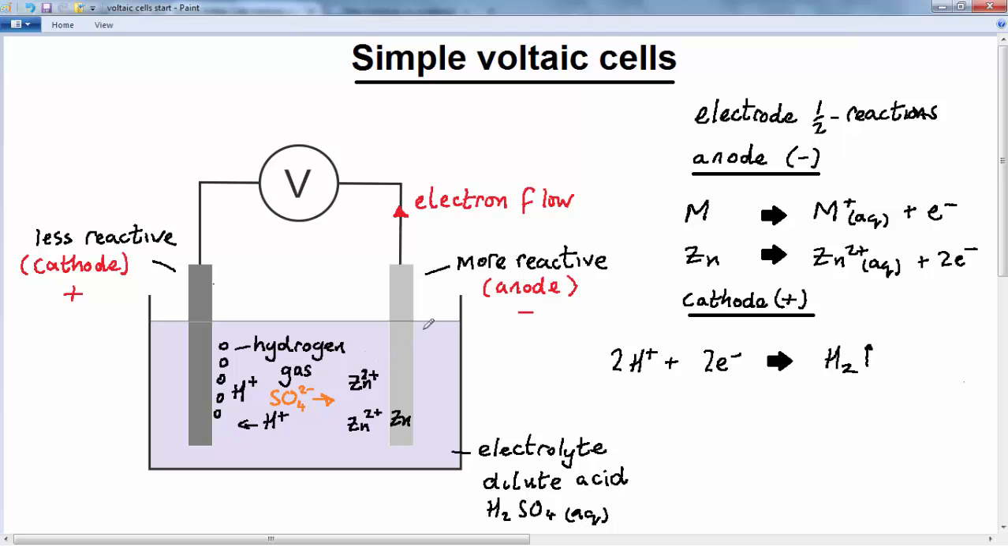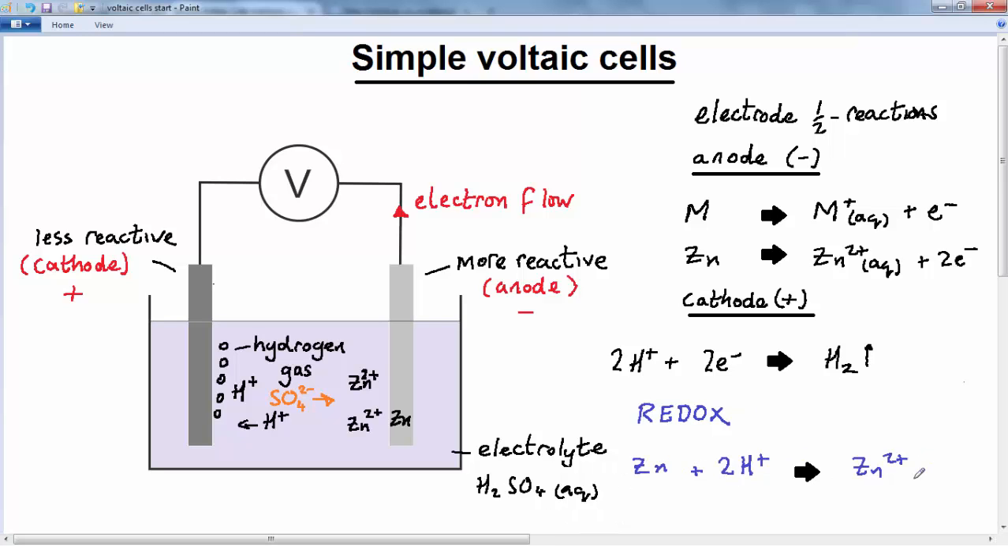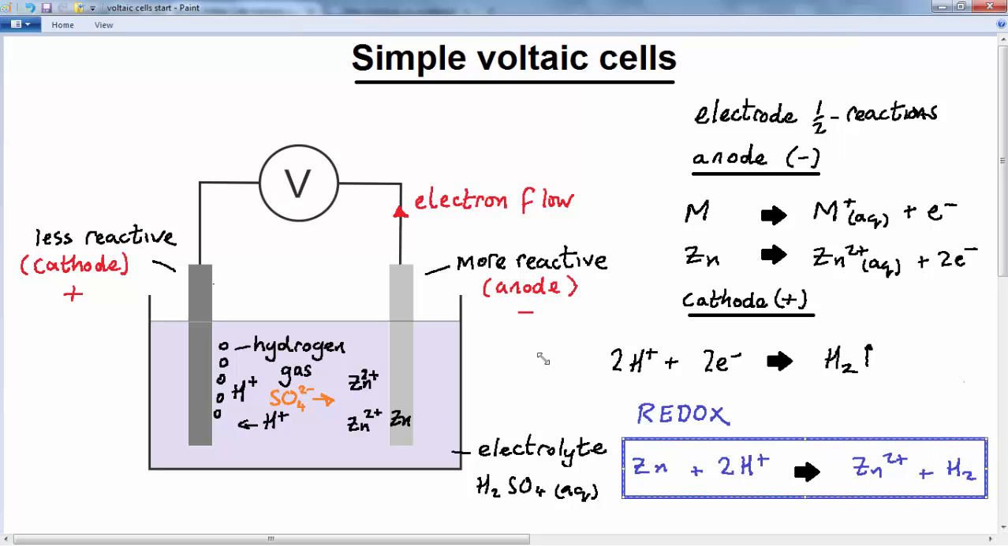So we can complete this by saying that in each voltaic cell a redox reaction is taking place. In this case we've got the zinc being oxidized at the anode, while we've got the hydrogen ions being reduced at the cathode, and we can write the complete redox reaction for the cell. So we've got Zn plus 2H+ gives us Zn2+ plus H2. So for this particular cell this will be the redox reaction that is taking place.